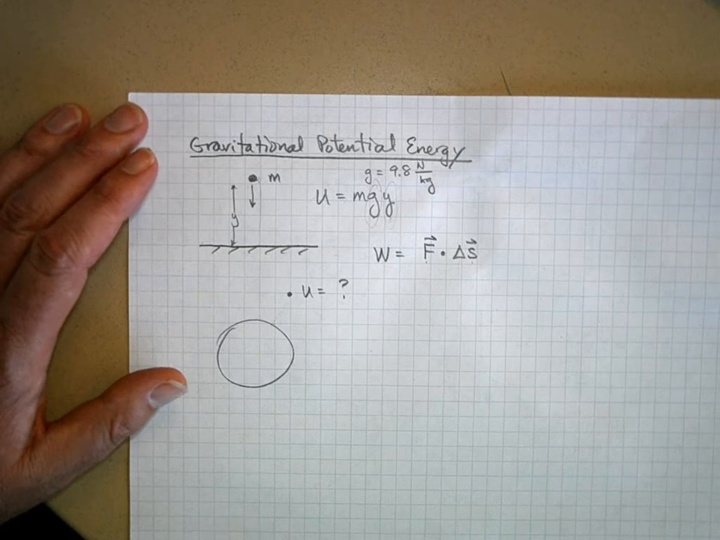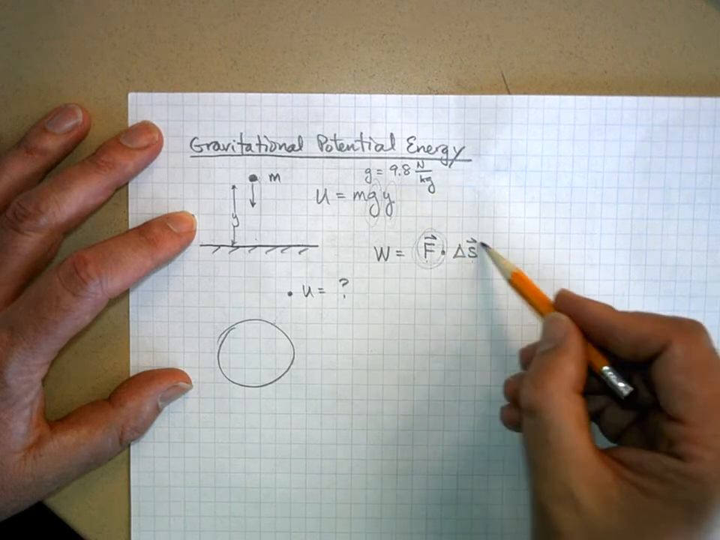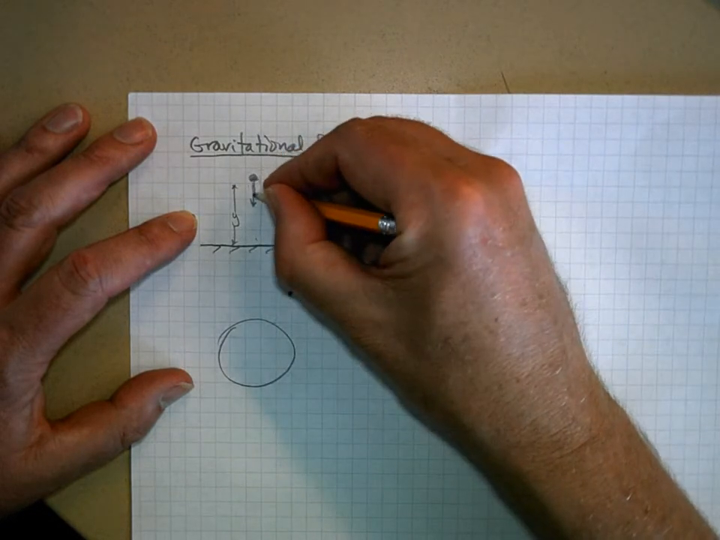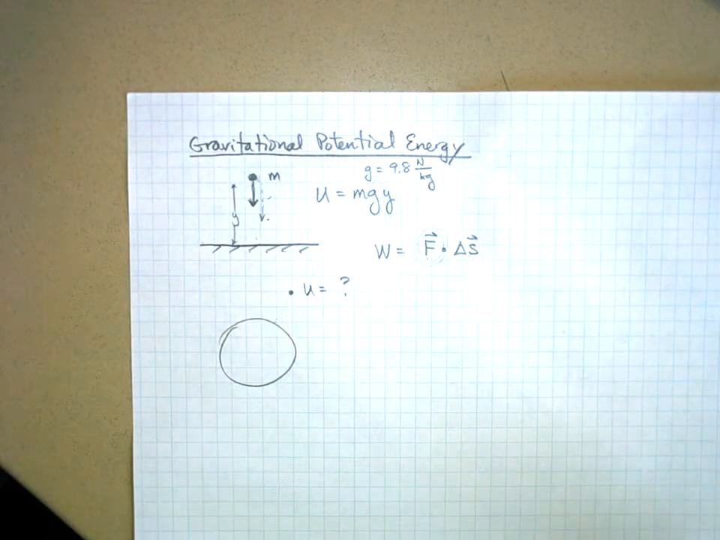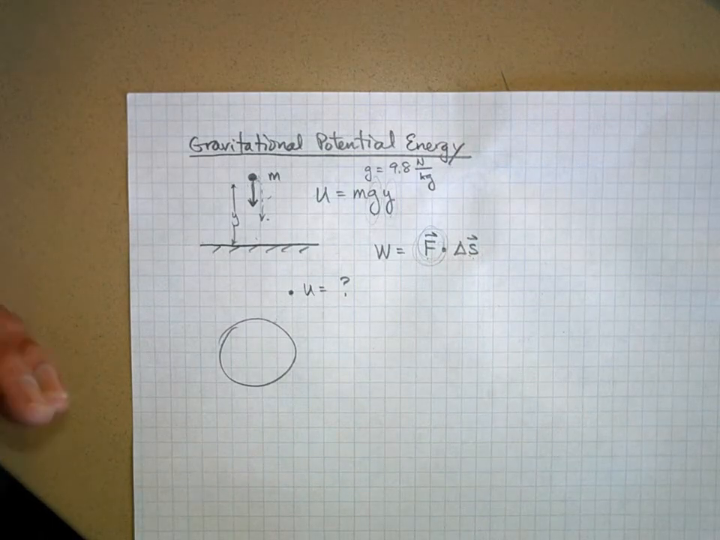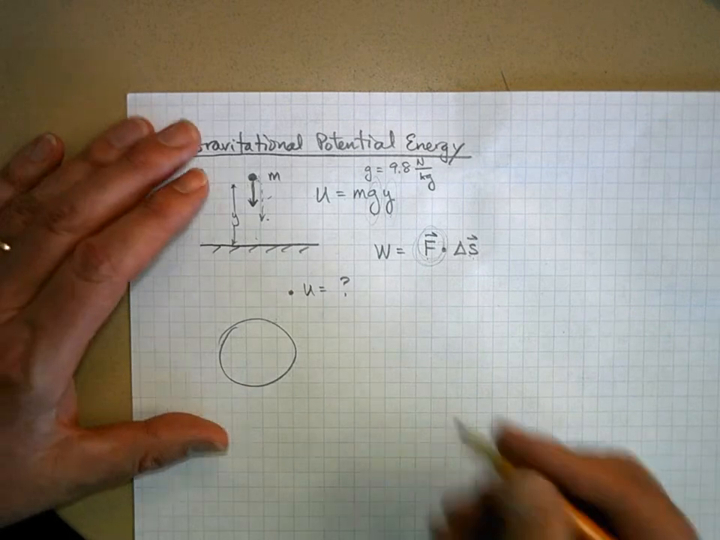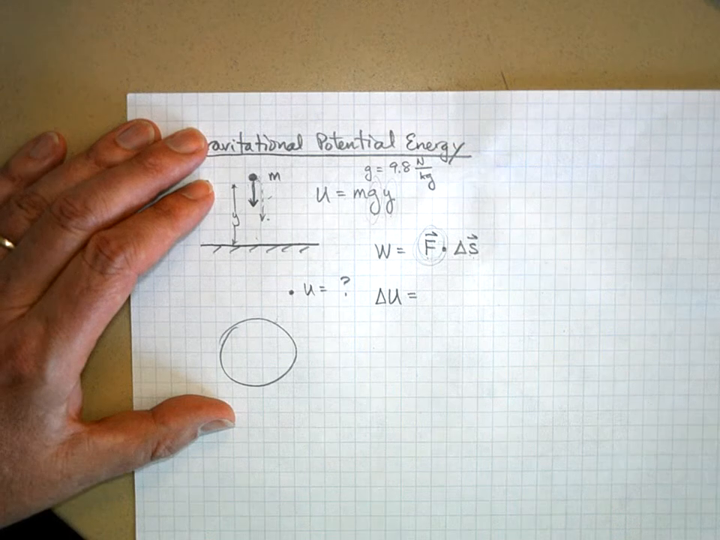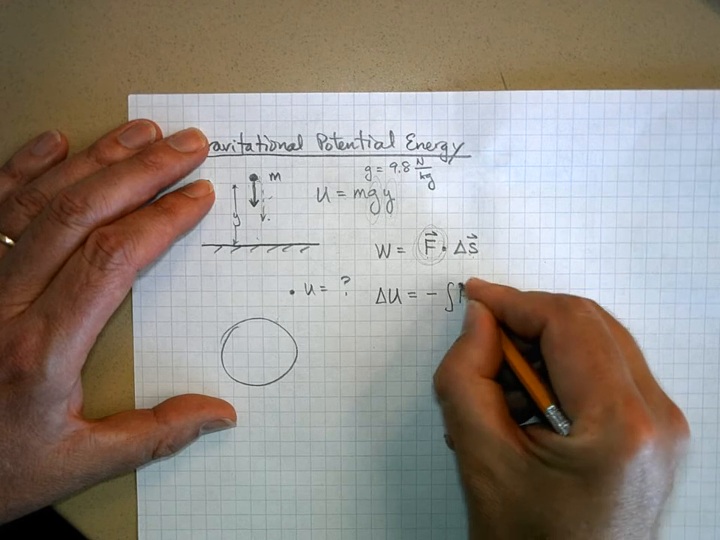Now, here my force is mg. And notice that if gravity is doing positive work, I'm losing potential energy. If the force of gravity is down and my displacement is down, the force and displacement are in the same direction, and therefore gravity is doing positive work. But as gravity does positive work, I'm losing gravitational potential energy. And it turns out that this is true: the change in gravitational potential energy is equal to the negative work done by gravity.